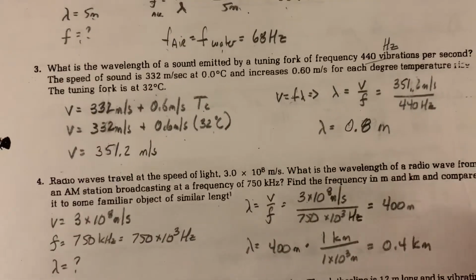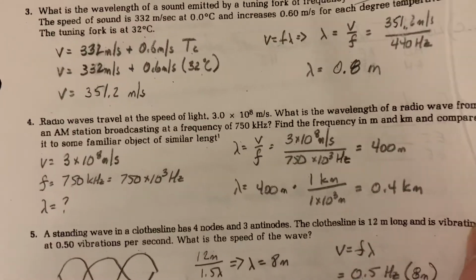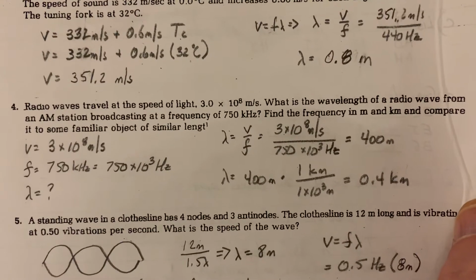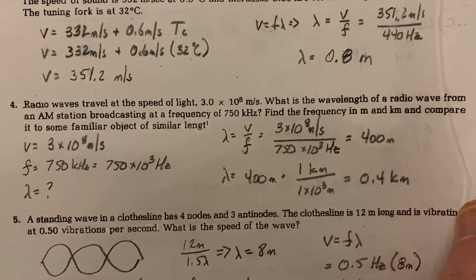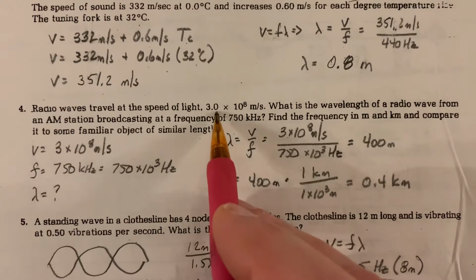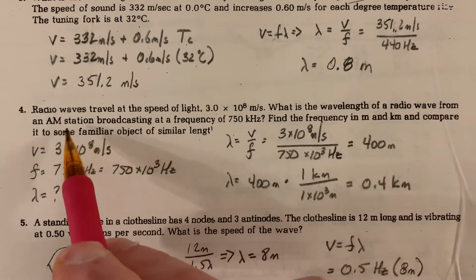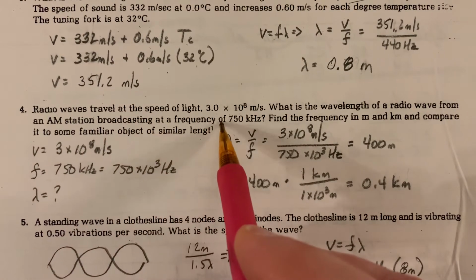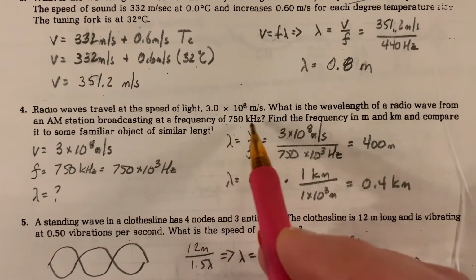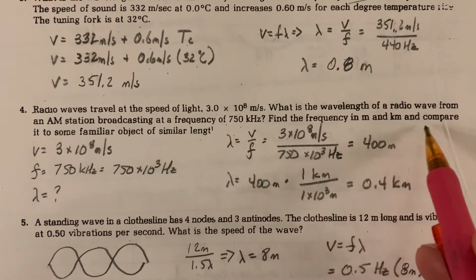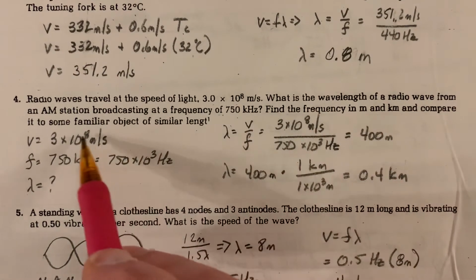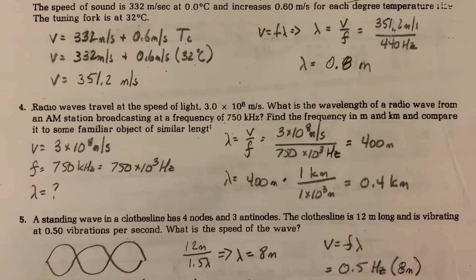Next one, radio waves. I'm going to talk a lot more about radio, light, gamma, all that stuff. Radio waves travel at the speed of light, which is 3 times 10 to the 8th meters per second. What's the wavelength of a radio wave from an AM station broadcasting a frequency of 750 kilohertz? Find the wavelength in meters and kilometers and compare it to some familiar objects of the same length.